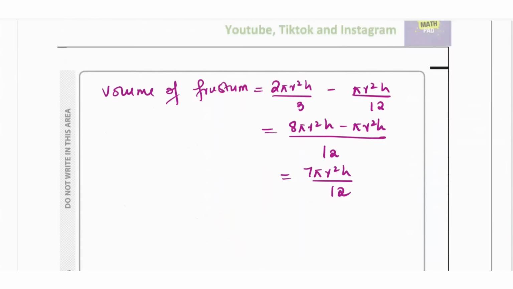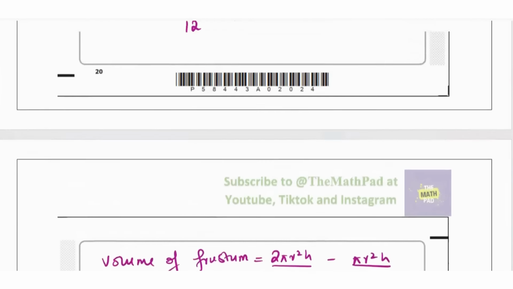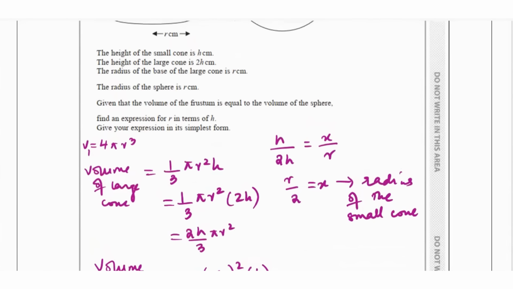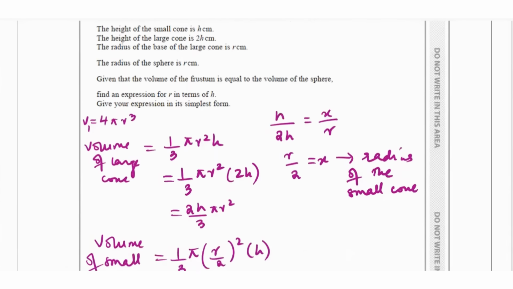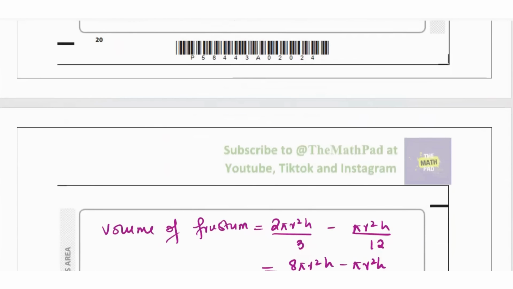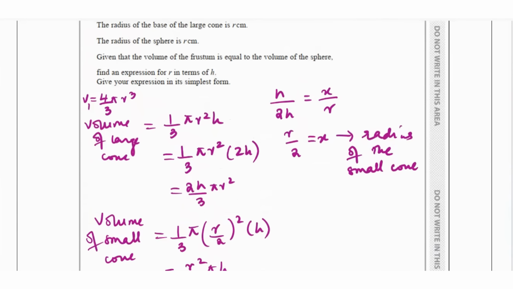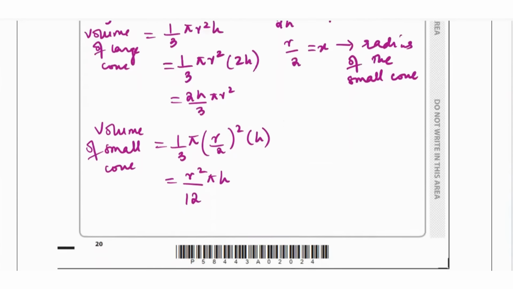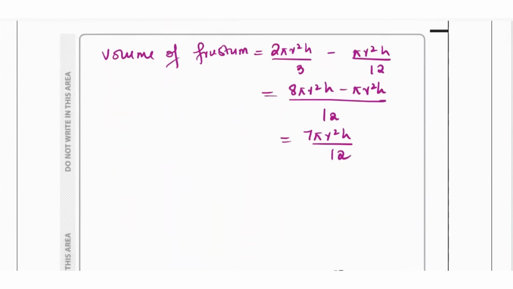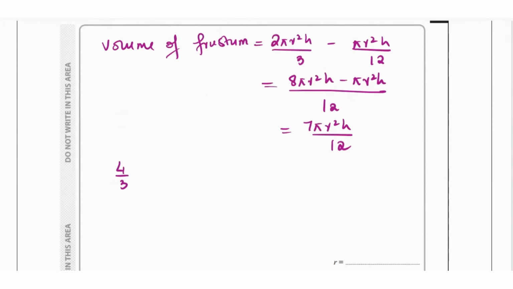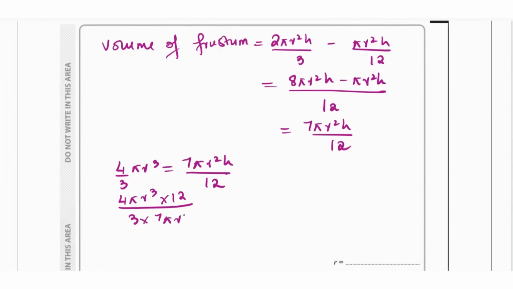The volume of the frustum is equal to the volume of the sphere, if I'm not wrong. Yeah. Volume of the sphere is 4 over 3 pi r cubed. I actually missed the 3 over here. So 4 over 3 pi r cubed equals 7 pi r squared h over 12. So r equals 4 pi r cubed times 12 over 3 times 7 pi r squared.